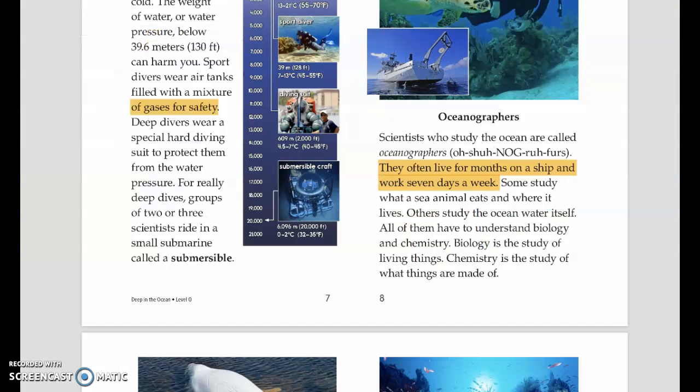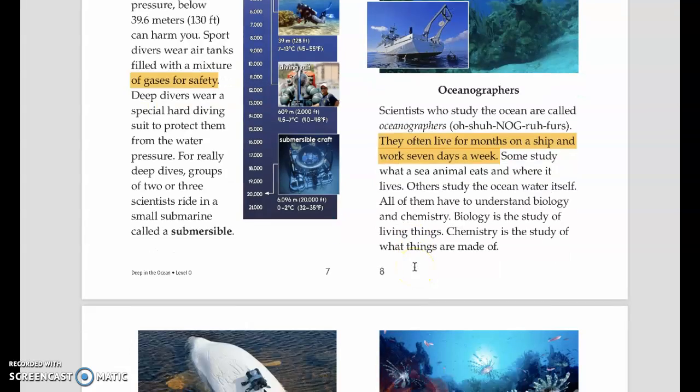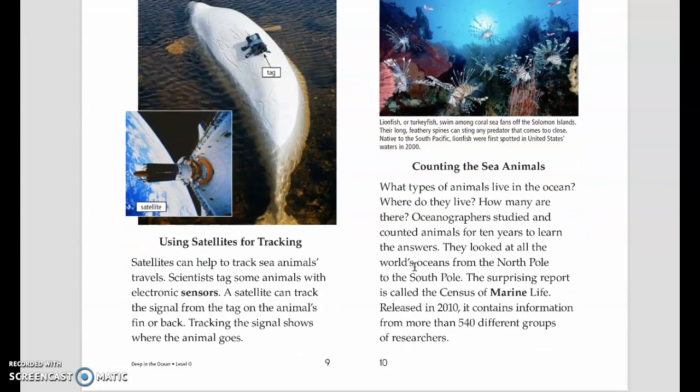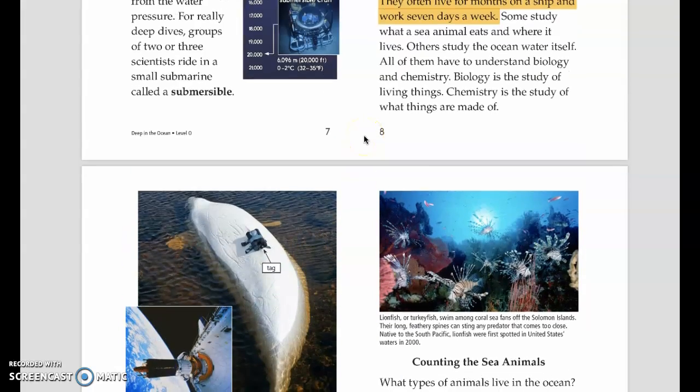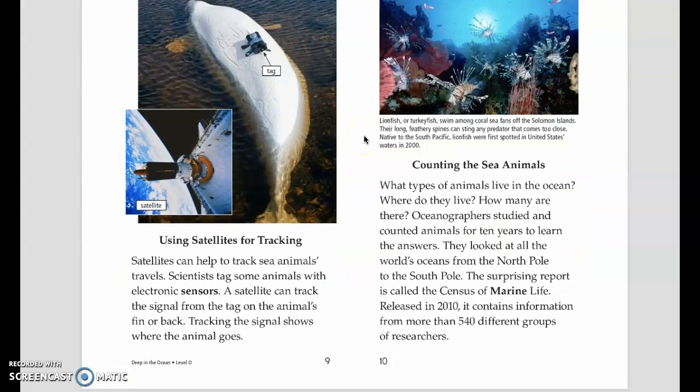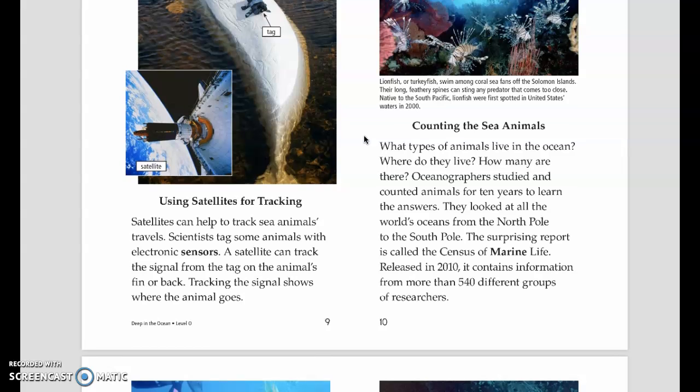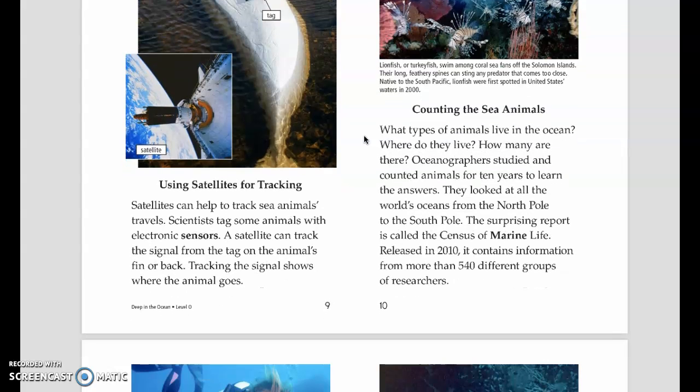Now I need a third reason. Let's go back into the text. So would it be cool to study all these different animals? Yeah, I would. But when you're doing an opinion piece, you have to pick a side. You have to choose one side and you have to defend your side with evidence. Okay, let's see.